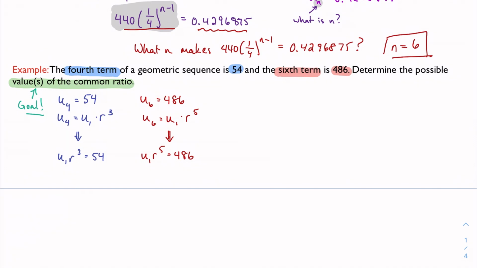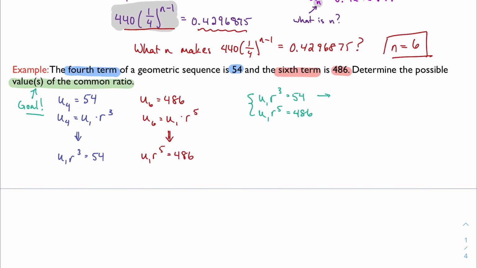Well, I've got two equations here. I know that U1 R cubed is 54. And I want U1 R to the fifth to be equal to 486. I've got these two what we call simultaneous equations, and we want the same values for U1 and R to satisfy both of these. That's what I'm trying to say. All I want to do is find the value of the common ratio, so I don't need U sub 1 at all. Let's make a substitution.